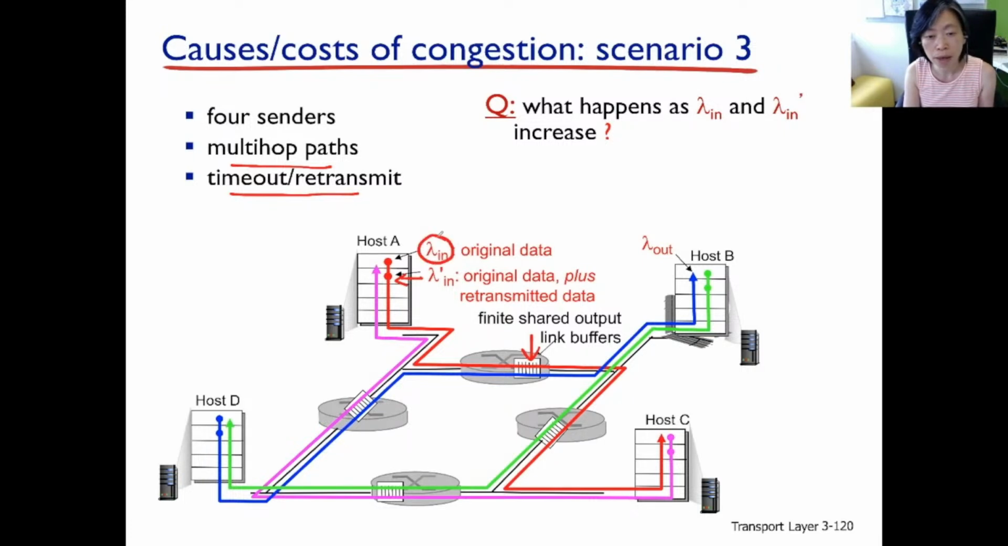So similarly, we have the lambda in, which is the input rate from the application layer, and lambda in prime being the input rate of traffic into the network from the transport layer. Now let's focus on the red flow coming from host A and the blue flow coming from host D. And these flows will increase the sending rate lambda in. And therefore, lambda in prime will also be increasing, and sometimes increasing faster than lambda in. Now, what's going to happen when lambda in and lambda in prime increases?